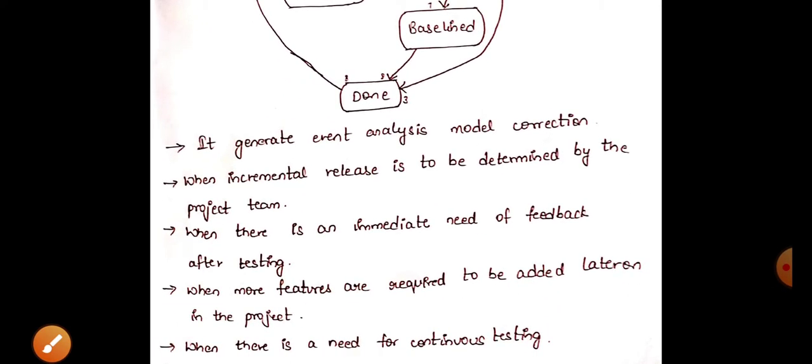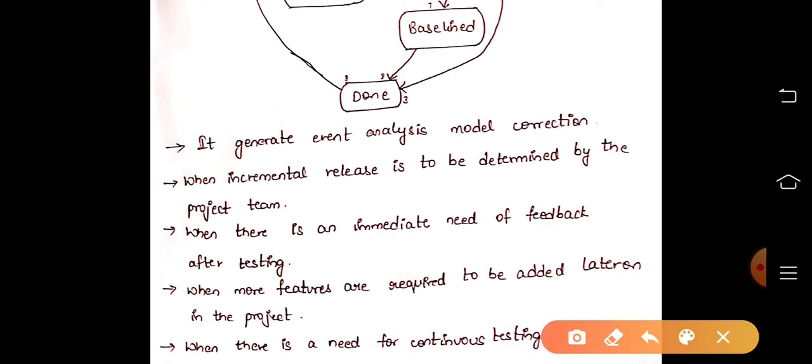Then why are we using this concurrent development, and in what case are we going to use this model? When there is an incremental release. In the incremental model, we know that more than one module is handled by the teams. A project is divided into modules, module 1, module 2, module 3, and each and every module is handled by a separate team. Team 1 handles one module, team 2 the second module, and so on. When there is an incremental release by the project team, this model is used.